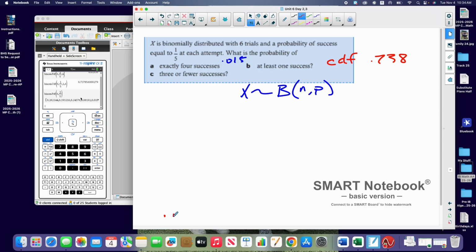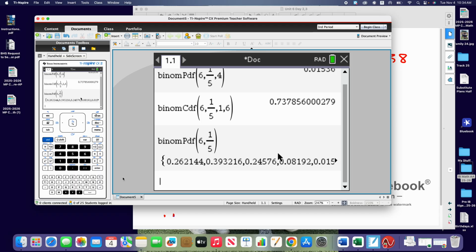0 through 3. I want 0, I want 1, I want 2, I want 3. Now, could I add all those up? 0, 1, 2, and 3. Sure, you could do that.